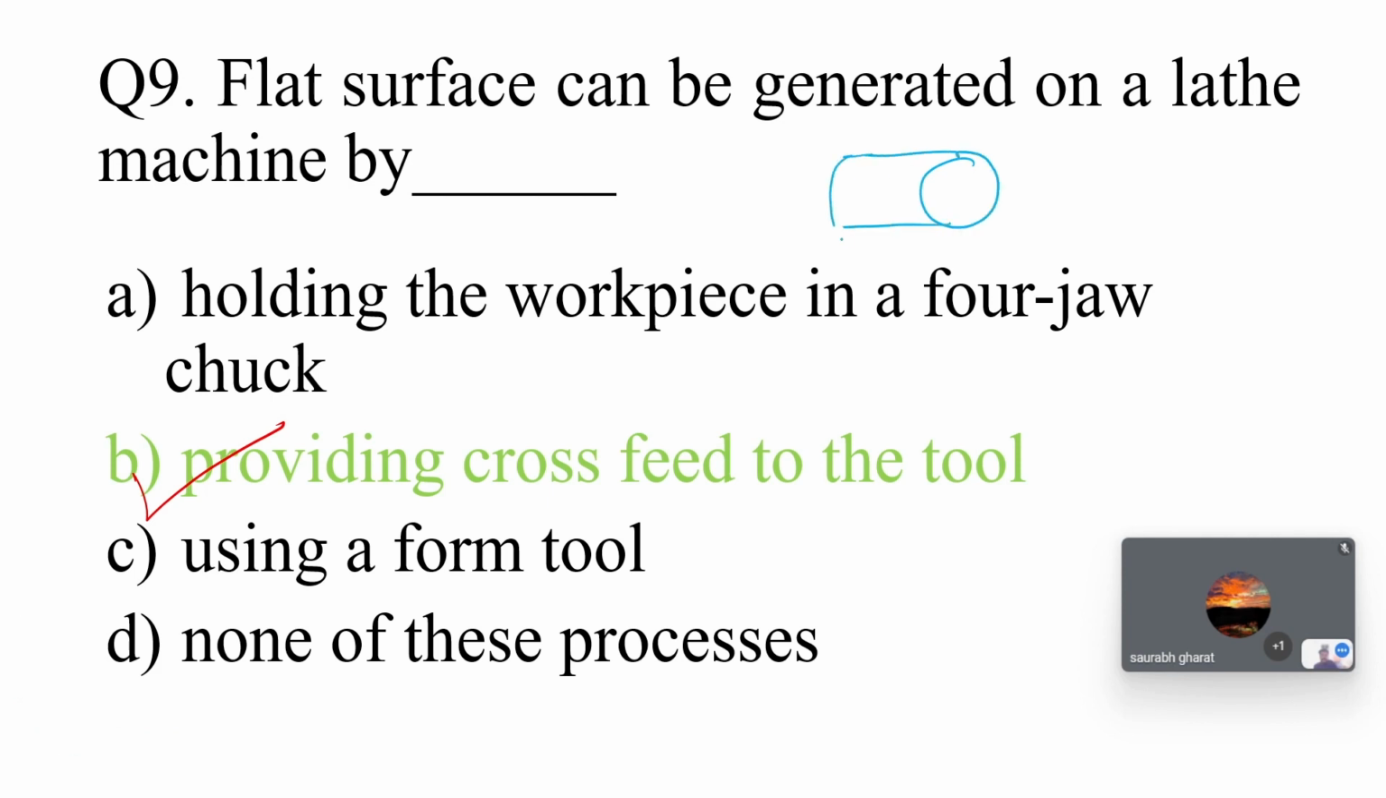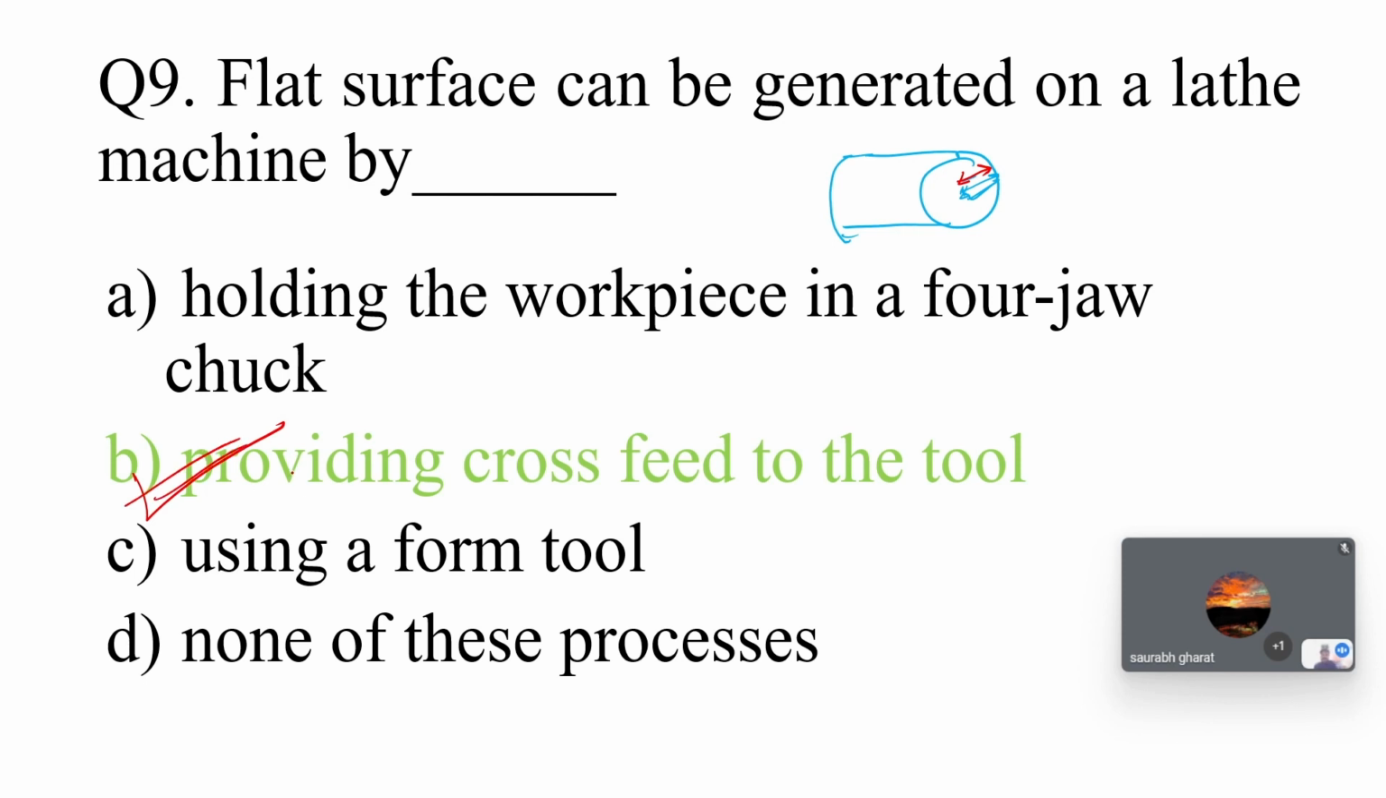This is your part of the machine. So this feed you have to give. The tool will come here and go from here to here. Here to here the tool will go, and this is called a cross feed.